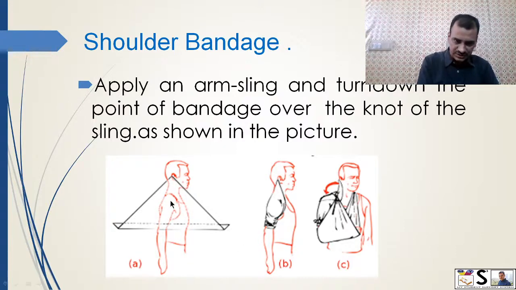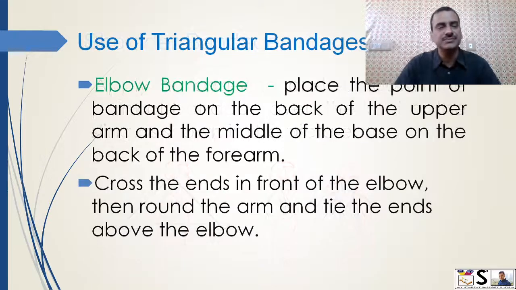So here this is the center of this bandage. This is the point reaching towards the ear. Here is the base. Then we cross over the ends and tie the knot here. Now we apply the arm sling and this point comes back here and we pin up the point here or we tape. So this is how we apply shoulder bandage.